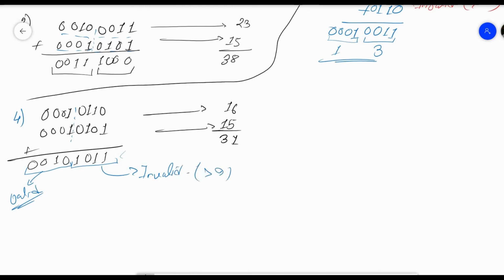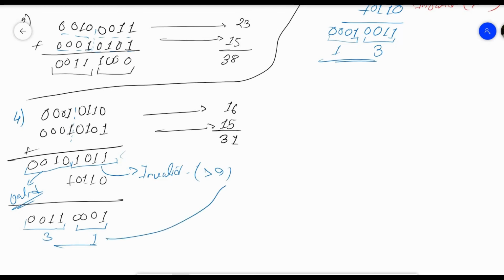So we add plus 6 with only this part. So we add plus 0110 with this part only to make the whole number valid. So if we add them, we get 1000, and for this part we have 1100. So this is now 3 and this is now 1, and this matches with corresponding this one.